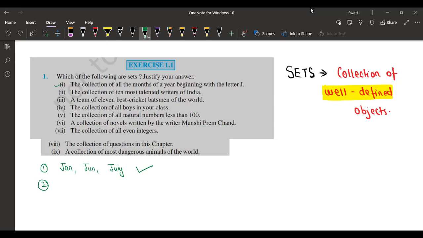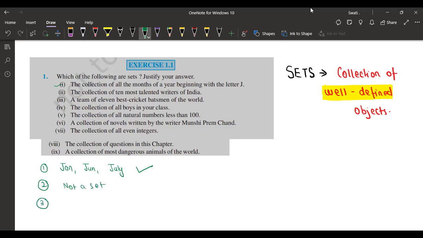Next is the collection of the 10 most talented writers of India. Do you have a fixed 10 answers? Do you think that everyone in this world is going to consider the same 10 as the most talented writers of India? Absolutely not. It varies from person to person. That means it is not well-defined. Because it is not well-defined, it is not a set.